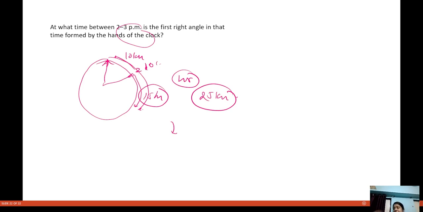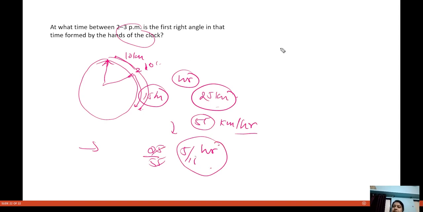But your hour hand is also moving in the same direction, so to relatively cover 25 kilometers we will use relative speed. We know the relative speed of the minute hand with respect to the hour hand is 55 kilometers per hour. So the right angle will be at 25 by 55, that means 5 by 11 of an hour.